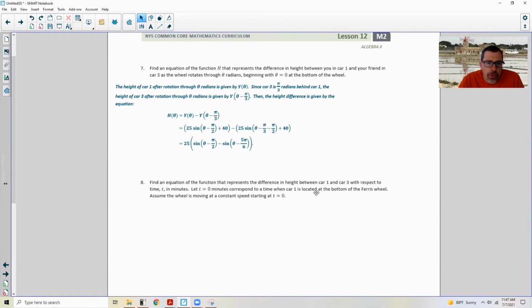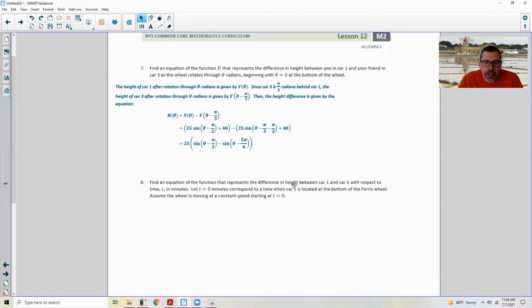So it will equal 25 times the sine of theta minus pi over 2, plus 40, minus 25 sine of theta minus pi over 3 minus pi over 2, plus 40, which will come out to be 25 times the quantity, with the 25 factored out, sine of theta minus pi over 2 minus sine of theta minus 5 pi over 6. Okay.